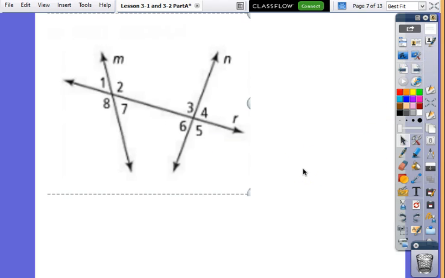All right, so right now on a scratch sheet of paper, I'm going to call out a pair of angles, and I want you to write what you think the relationship is. And I'm going to go pretty quick, so you need to keep up. All right, we ready? Here we go. First of all, which line is the transversal? Just write the letter of the line that's the transversal. Next, what is the relationship between angle 2 and angle 3?